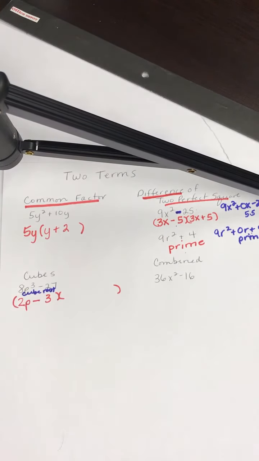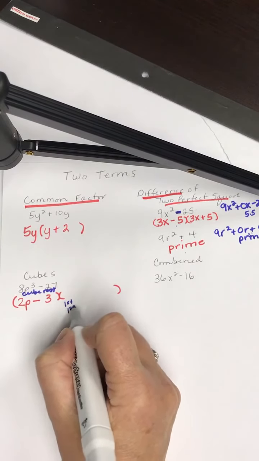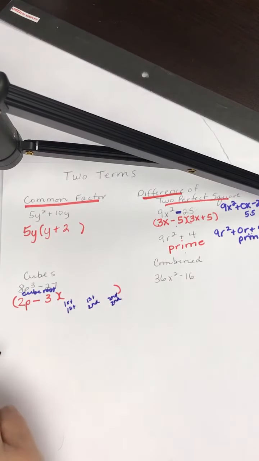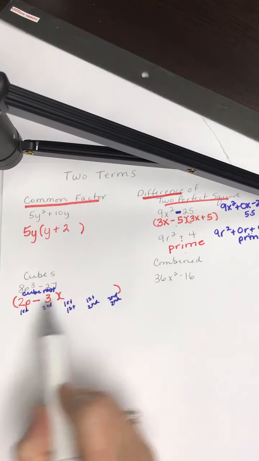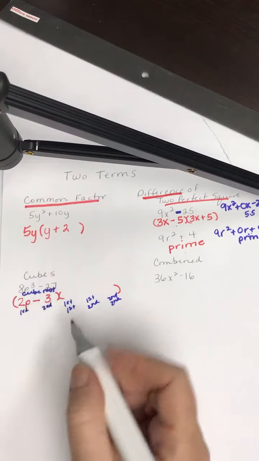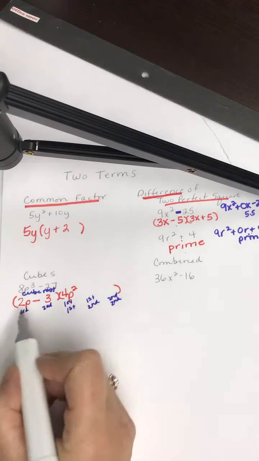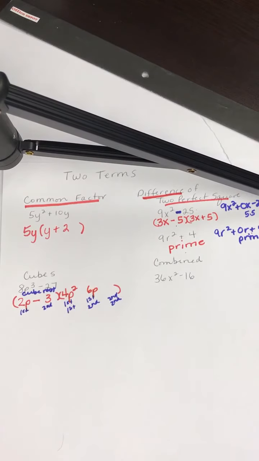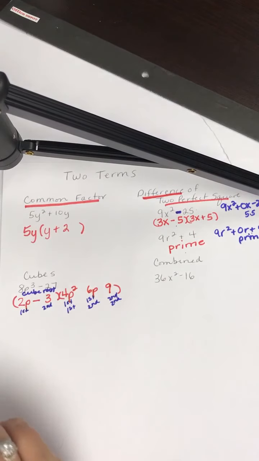So you take the cube root of everything, and now we're going to have 3 things here, and you get them by doing first times first, first times second, and then second times second. So what I mean by that is this is your first term, and this is your second term. So to get what goes in this first place, you do first times first. So 2p times 2p is 4p squared. Then you do first times second. 2p times 3 is 6p. And then you do second times second. 3 times 3 is 9.